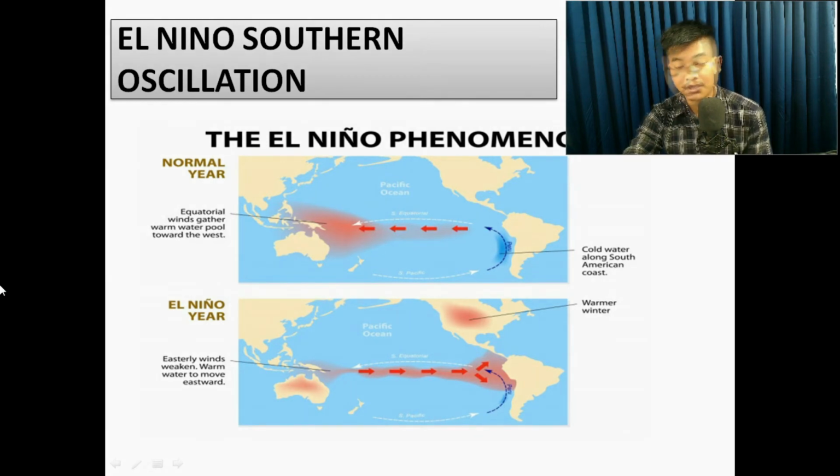So what is this El Nino? El Nino is a warm ocean current that appears occasionally along the coast of Peru in place of the cold Peruvian current. El Nino is a Spanish word meaning the child. It refers to the child Jesus Christ because it usually appears around Christmas time. Around Christmas time, this warm current flows to the Peruvian coast, and this is known as El Nino, regarded as the child Jesus Christ as it appears during Christmas time.